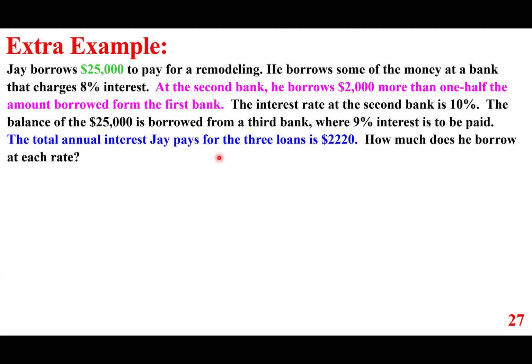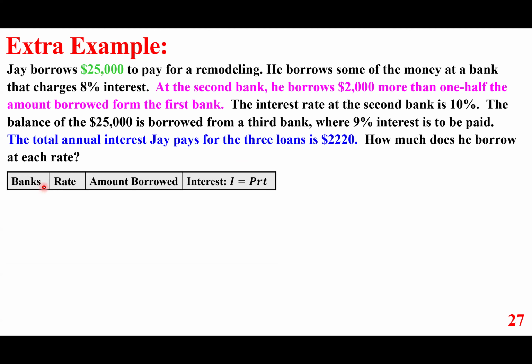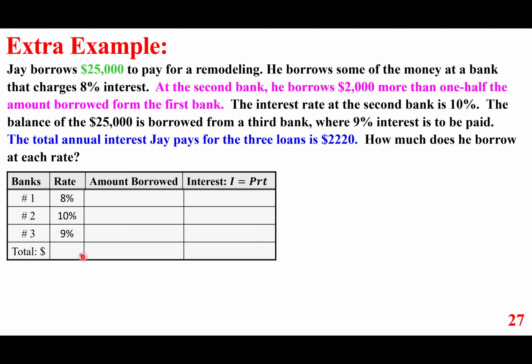The total annual interest Jay pays for the 3 loans is $2,220. How much does he borrow at each rate? So first and foremost, banks, rate, amount borrowed, and I hope you see that the simple interest I equals PRT. So we're going to say number 1, 8%, number 2, 10%, number 3, 9%. So that's the first thing we do. Okay. Now, amount borrowed, we have total of 25,000.